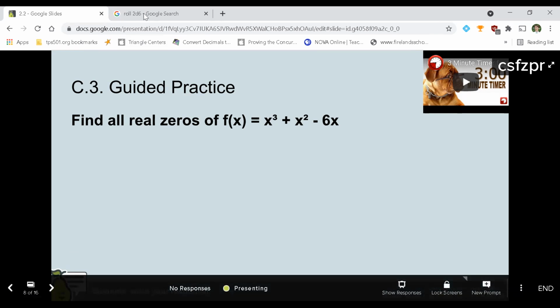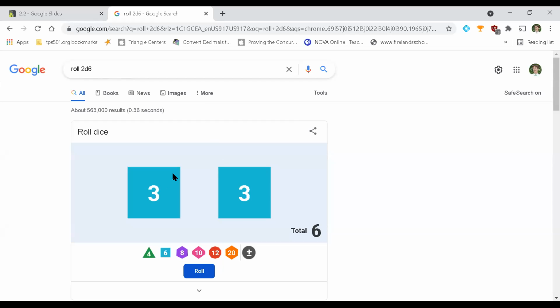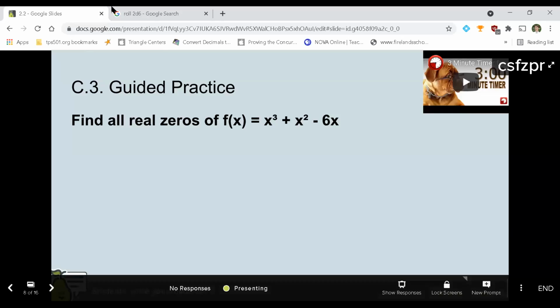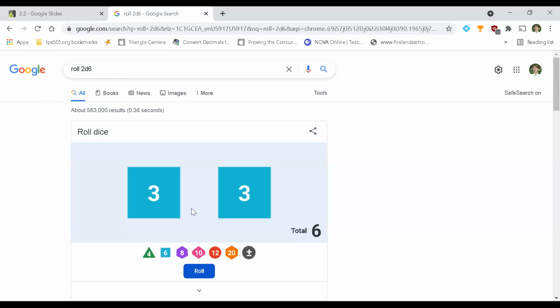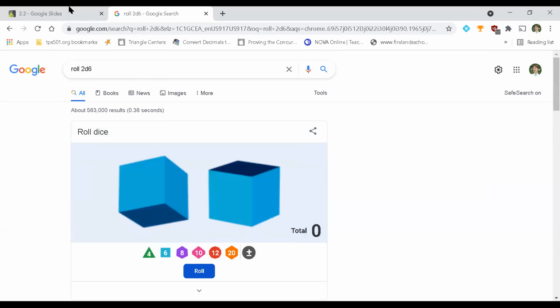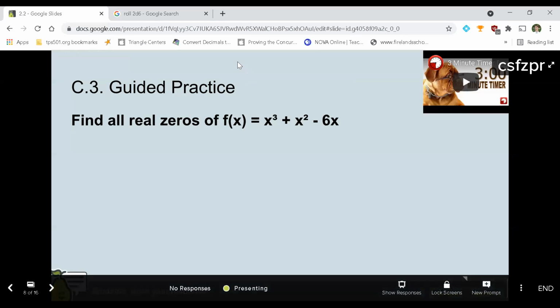Okay, let's call on somebody randomly to help us with this problem. Lucky person. Oh no, I went to a different screen. It's Jacob. Hold on, I didn't do that right. I clicked the wrong tab. All right, lucky person number. Oh, it's Jacob. Okay, Jacob.